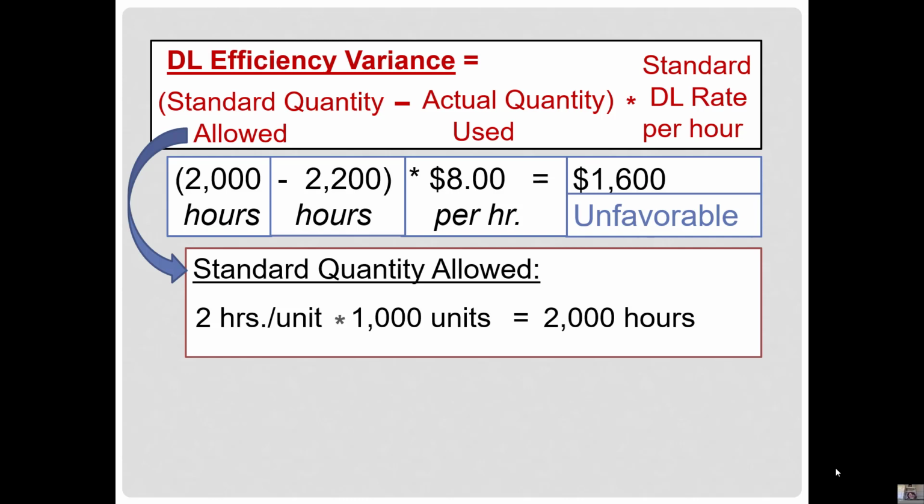Now you may ask, why do we use the standard direct labor rate here? And the reason is we want this to be solely due to efficiency, not partially due to the rate. So if we multiplied the 200-hour difference by 7.80, the variance would be a mix of rate and efficiency. This ensures that this variance is isolated solely due to efficiency.